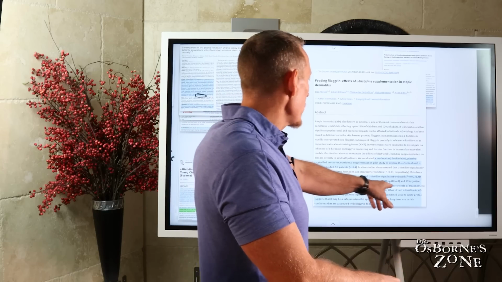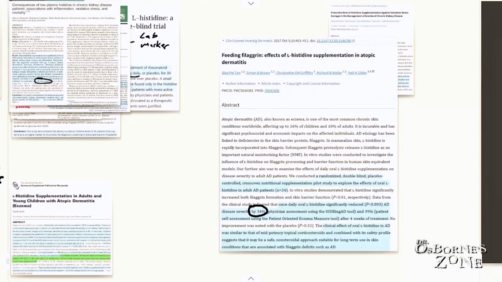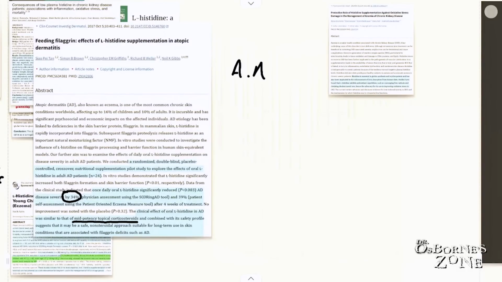This was just a 4-week study. And you can see 39% improvement by patient self-assessment using the patient-oriented eczema measure tool. So they used 2 different types of measuring tools. One of them was a 34% improvement, the other almost a 40% improvement. Summary: the clinical effect of oral L-histidine in atopic dermatitis was similar to that of mid-potency topical corticosteroids. Think about that for a minute. That's a very powerful statement. Taking L-histidine, this simple amino acid, was as effective as corticosteroid use. Now, why is that such an important takeaway?